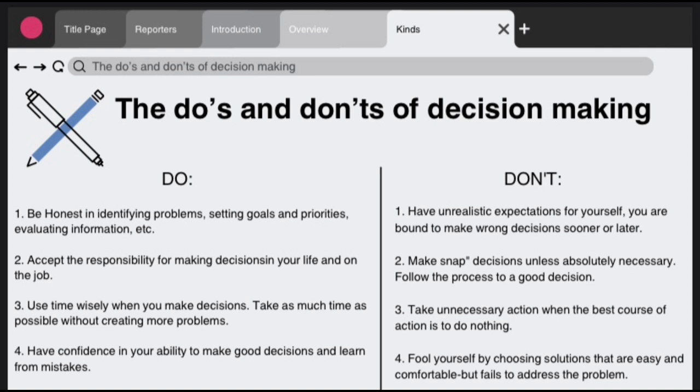Number two, make snap decisions unless absolutely necessary. Follow the process to a good decision. It's important to follow a process that allows thoughtful evaluation and consideration of candidates. Number three, take unnecessary action when the best course of action is to do nothing. Number four, fool yourself by choosing solutions that are easy and comfortable but fail to address the problem.